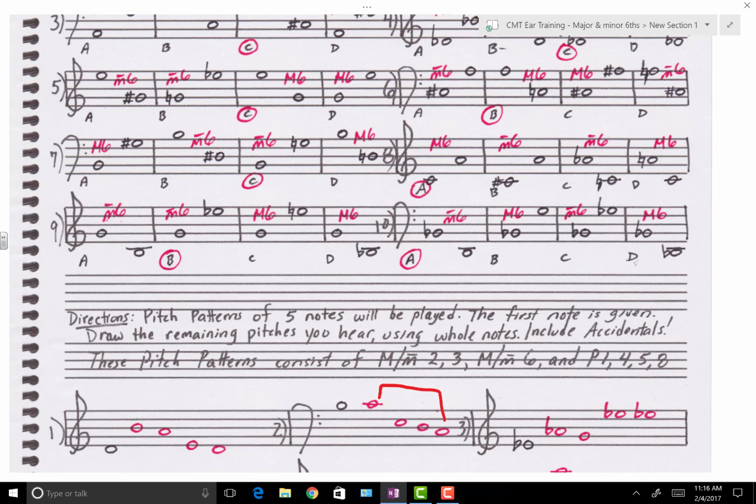So the whole pitch pattern, let's try singing on solfege using ti, do, mi, re, do. Together, ready, and sing.